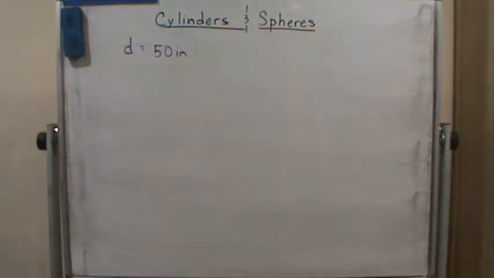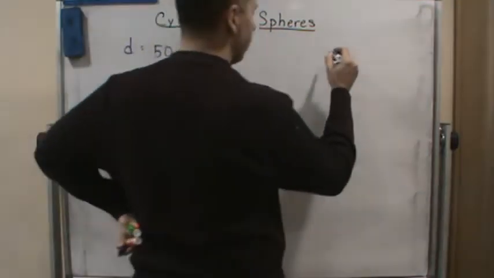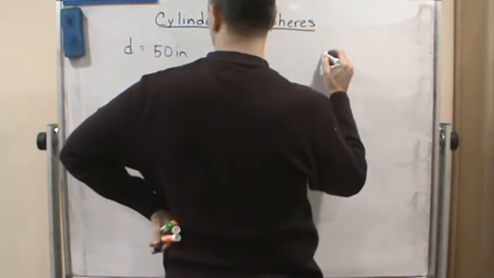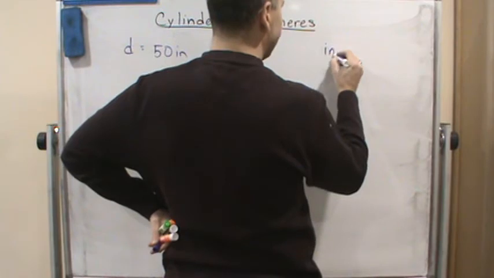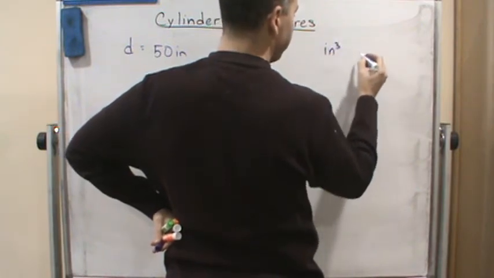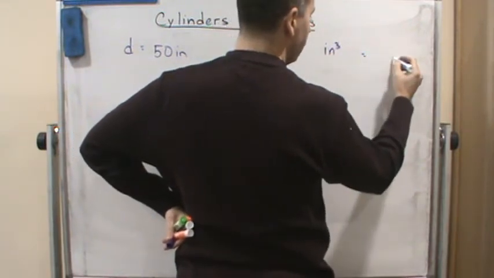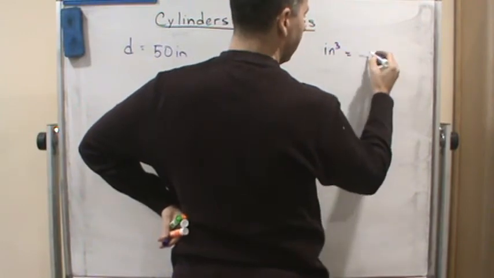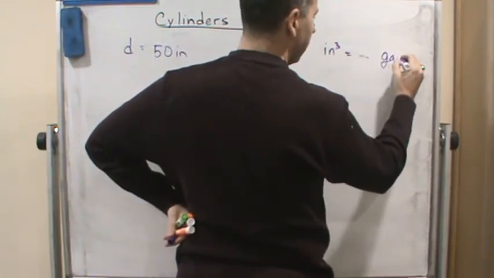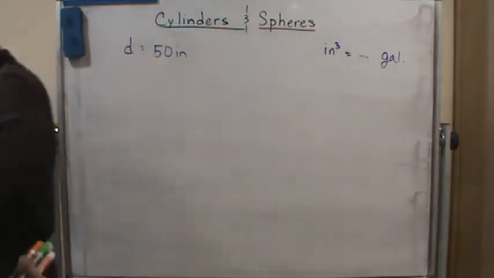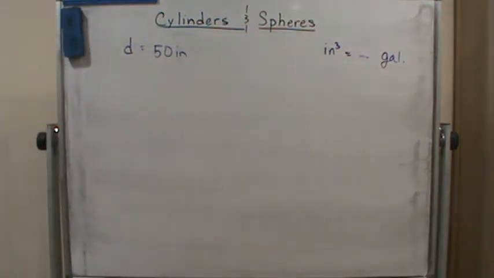Okay, now, they want to know how many gallons of water this thing will hold. So we need to end up with gallons. Okay, so we need gallons, right? So we need to go from volume in cubic inches to gallons. Okay, so this is again where you have to know your conversion, right?